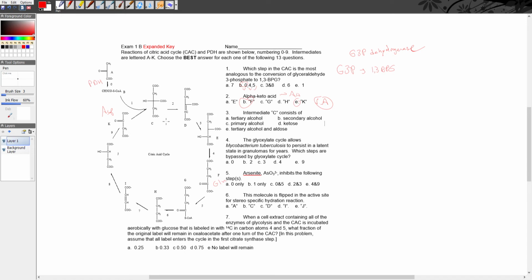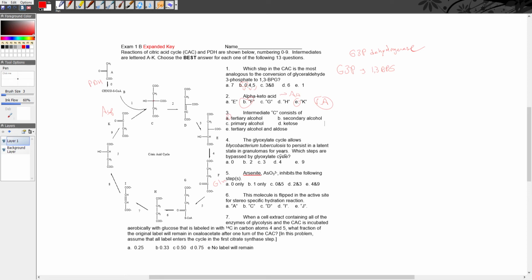Number 3, intermediate C, which is citrate here, consists of what kind of alcohol. So we do have an alcohol here, right? If it was a double bond O, this would be a ketone. So as an alcohol, we see that here it's a tertiary alcohol, because there are 3 carbons attached to the carbon with the OH group. So that's 1, 2, 3 carbons. If there was only 1 or 2, it would be primary or secondary, respectively.